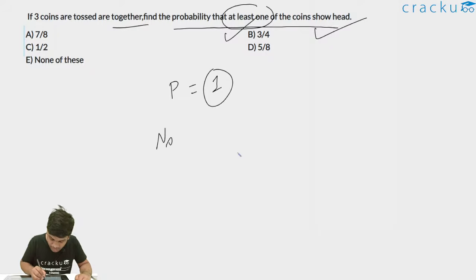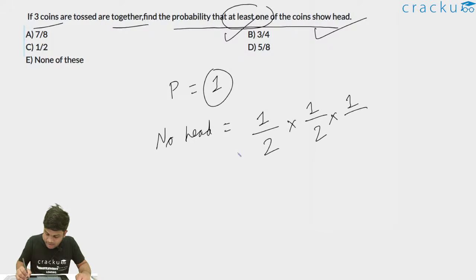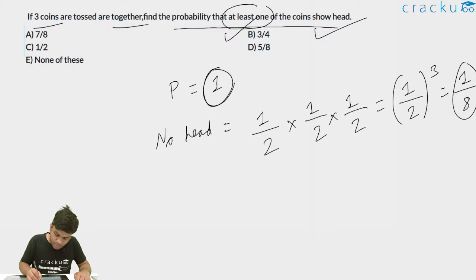So probability of no head. That means tail is coming. So probability of tail is 1 by 2. Now 3 coins are tossed. So in all the 3 coins, the probability of tail coming will be the same, 1 by 2. So when we calculate it, we will get 1 by 2 to the power 3, which is nothing but 1 by 8. Now this is the probability in which we get no heads, and this is the total probability.